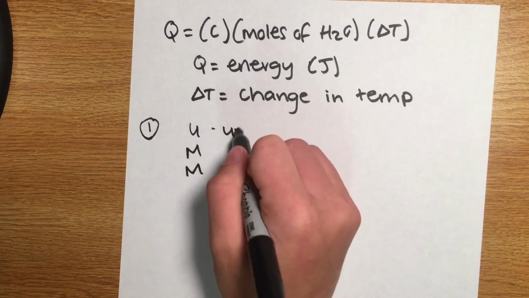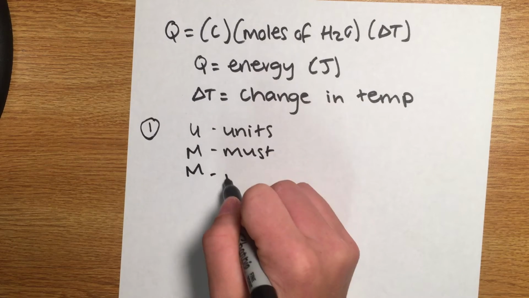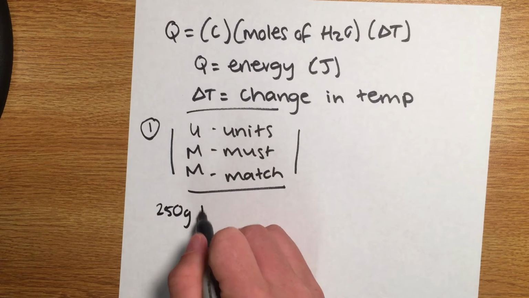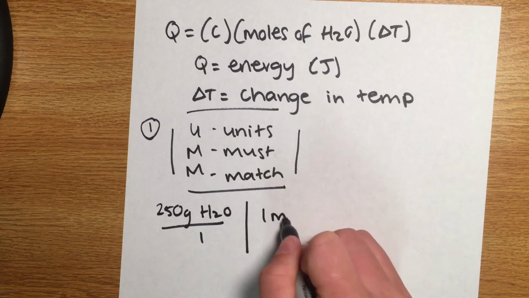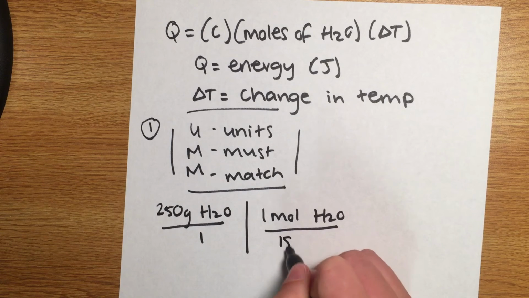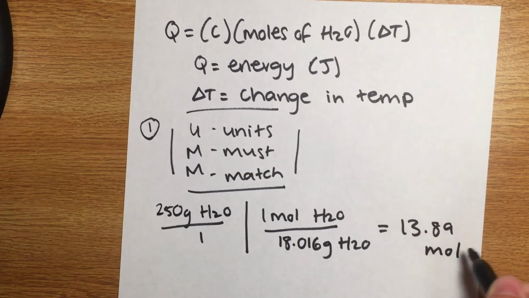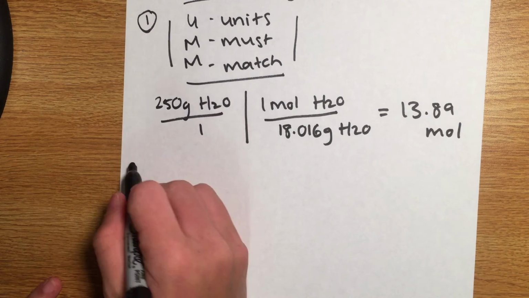Step 1. Remember, units must match. Therefore, we need to convert the mass of water into moles because the heat capacity of water is given in moles. We do this by dividing the mass of water by the molar mass of water, which is 18.016 grams per mole. This gives us 13.89 moles of water.